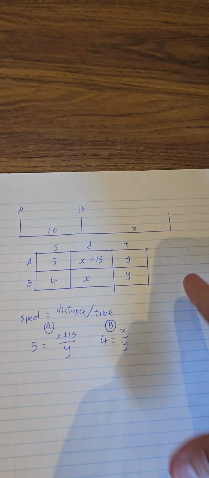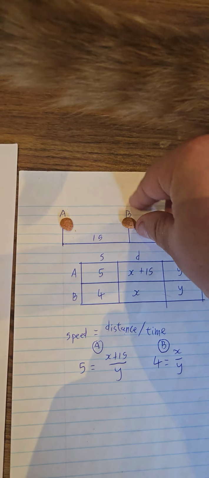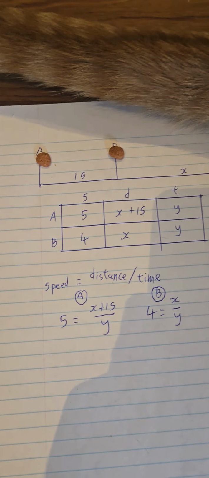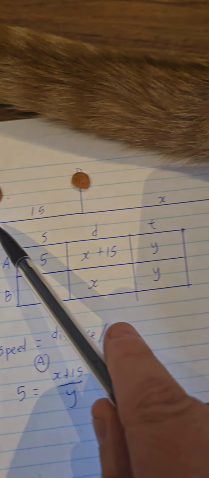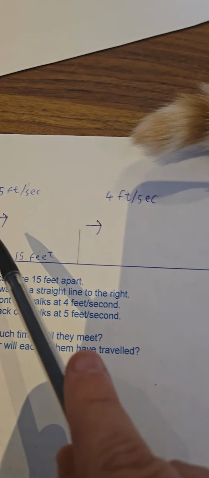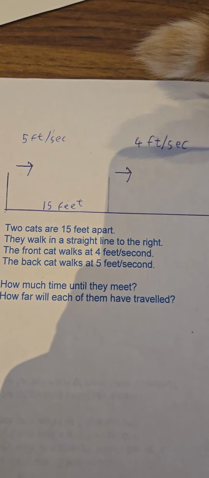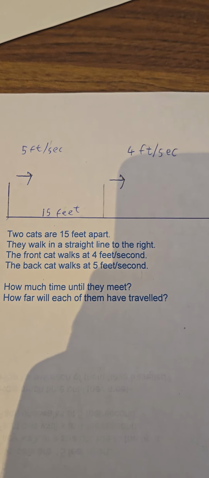Anyway, I'm going to put two more markers down. Cat A is here and cat B is over there. There are 15 feet between the two cats, and we are told that cat B goes at 4 feet per second, cat A goes at 5 feet per second. So there's 15 feet between them. This cat goes 4 feet per second, that cat goes 5 feet per second. How much time until they meet, and how far will they each travel until they meet?